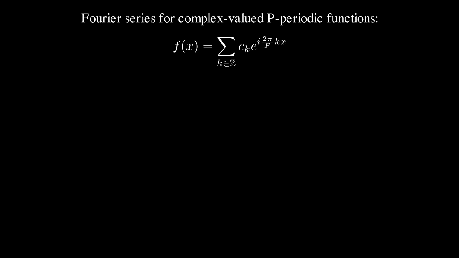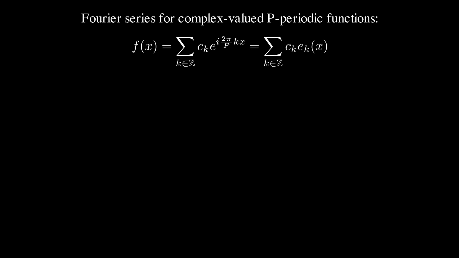Instead of using separate sine and cosine terms, we can unify everything using complex exponentials, where the sum over k now goes over all integer values. So in the 1D case, our basic building blocks are complex exponentials oscillating at integer multiples of the base frequency. This base frequency is exactly one oscillation on the period p. We denote these basis functions by ek, where k denotes the integer multiple of the base frequency.